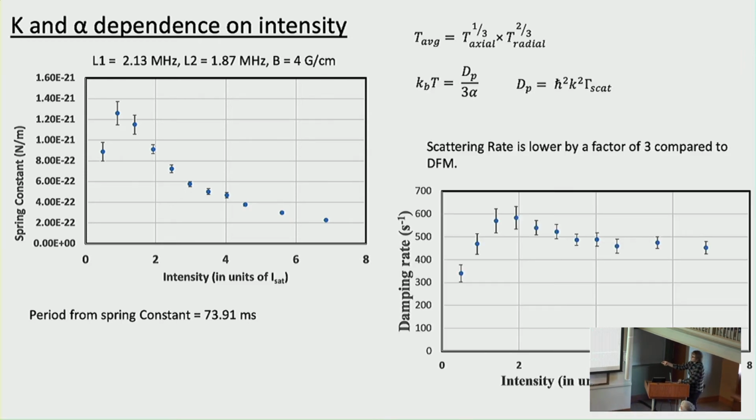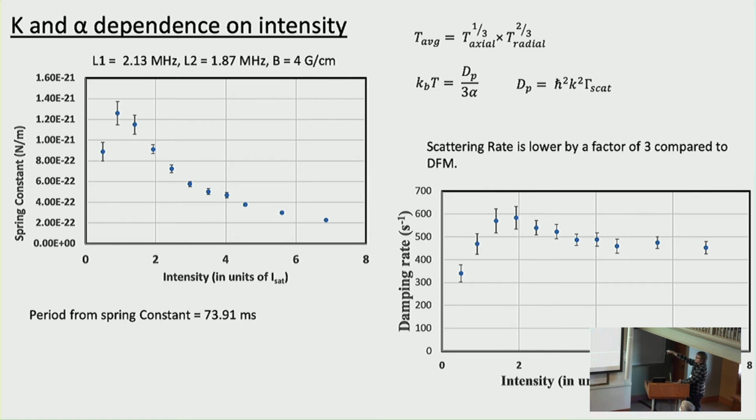And we can also plot the damping rate just by getting the scattering rate at each intensity and then using this relation here. We see that the scattering rate is off by a factor of 3 compared to the dual-frequency MOT, which is exactly what Tarbutt saw in rubidium, so that matches pretty nicely. But we also see alpha peaks and plateaus. This is actually what we do expect. We expect alpha to be pretty intensity independent.